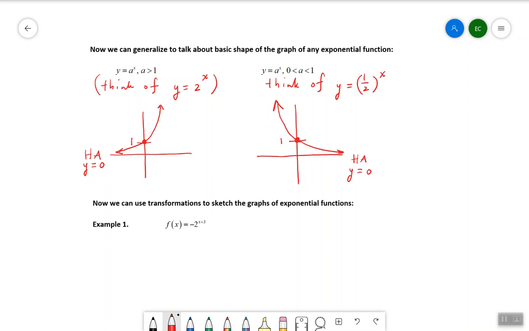Okay, so that'll just about do it for this first video. I just want to look ahead to the next video. We'll start the next video using transformations to sketch the graph of a more complicated exponential function, like -2 to the x plus 3. So come back for the next video to see that.